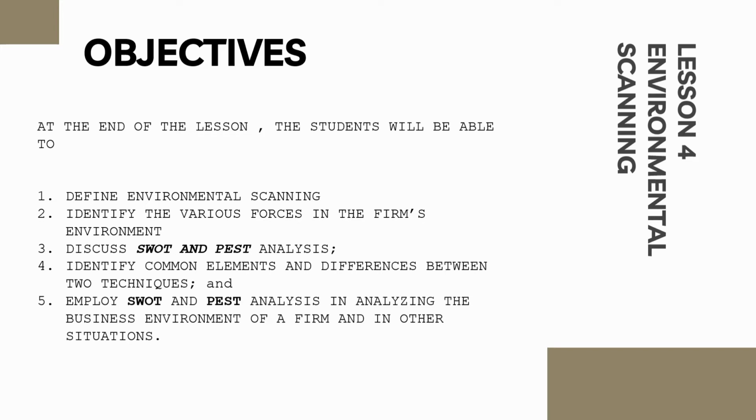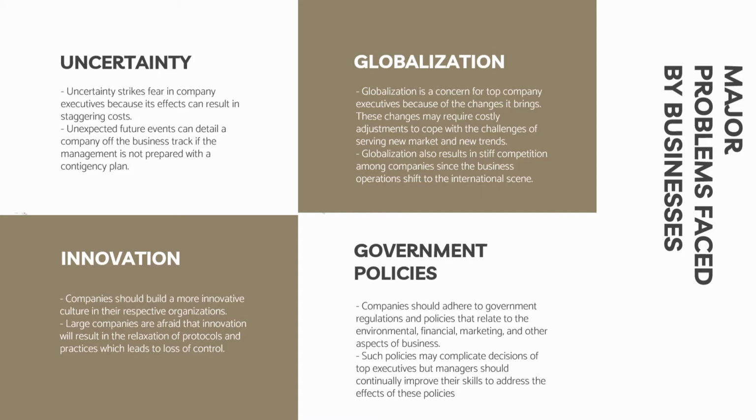And now, let's first tackle the major problems faced by businesses. Uncertainty strikes fear in company executives because it can result in staggering cost. Unexpected future events can derail a company off the business track if the management is not prepared with a contingency plan. So uncertainty is a situation which involves imperfect or unknown information. It applies to predictions of future events, to physical measurements that are already made, or to the unknown.